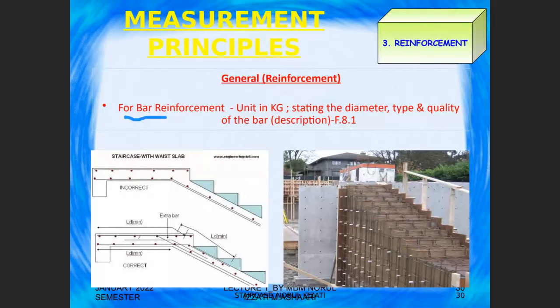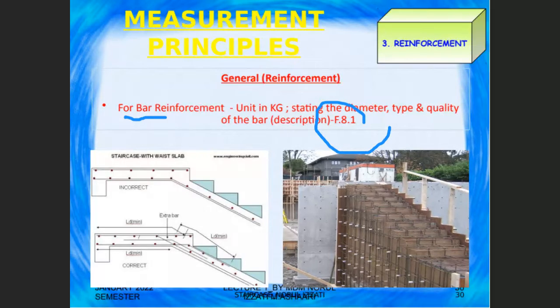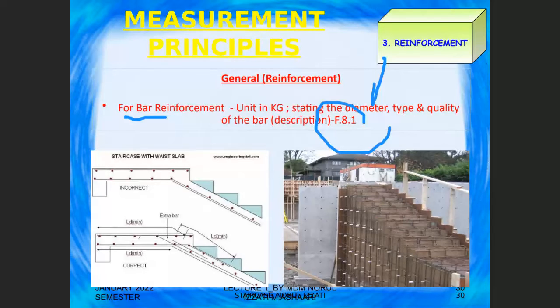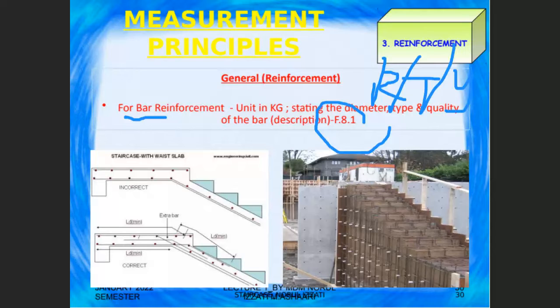SMM. F.8.1 mentions the unit of measurement, and you also have to write down based on the diameter, type, and quality. You will always see the words type and quality in your SMM too. Type and quality here refer to whether they are R or T or Y. Remember, Y and T refer to high tensile, but R refers to mild steel. Okay. The unit of measurement is in kg, but you cannot just measure in kg. You have to measure first in meters, then convert to kg. There is a conversion table. After you measure, only then do you convert to kg.